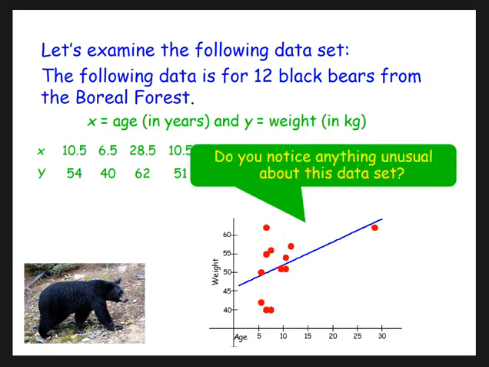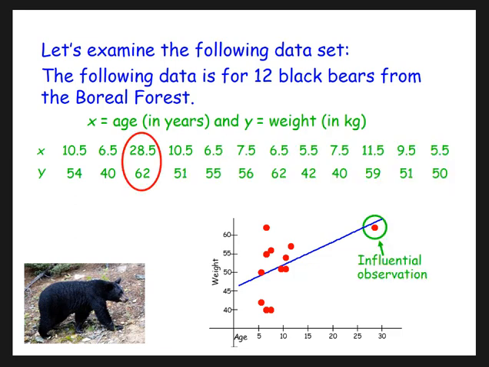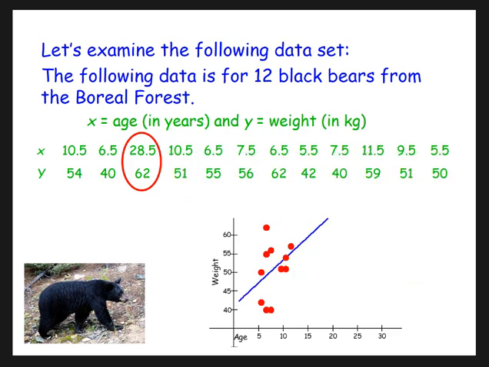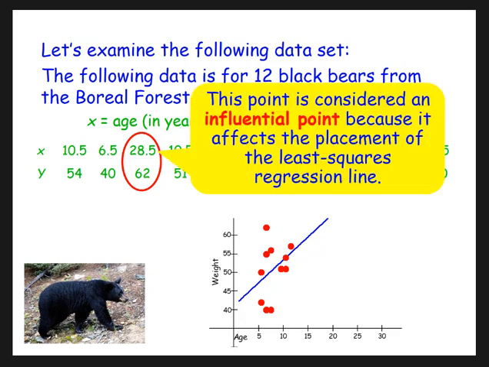Do you notice anything unusual about the data? Again, we mentioned that outlier. That outlier is going to totally change our regression. We really need to remove it from the data set to make this a valid regression, or just say that we can't do a valid regression. So remove that data point. Notice that line takes on a totally different shape. So that's considered an influential point because it affects the placement of the line drastically.